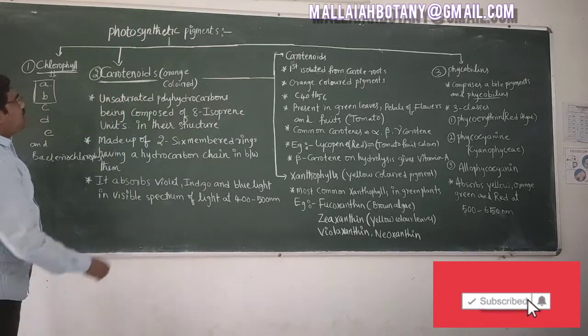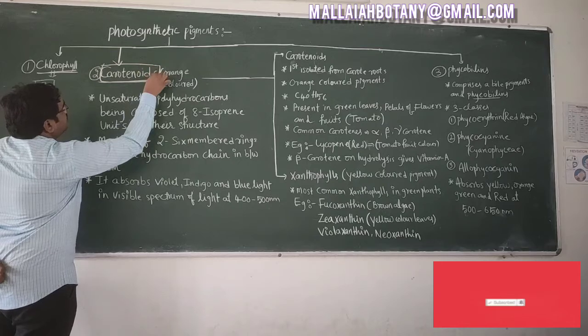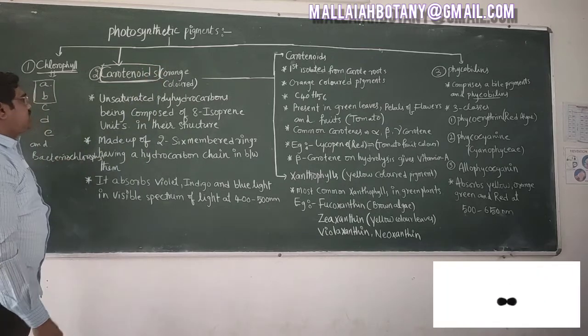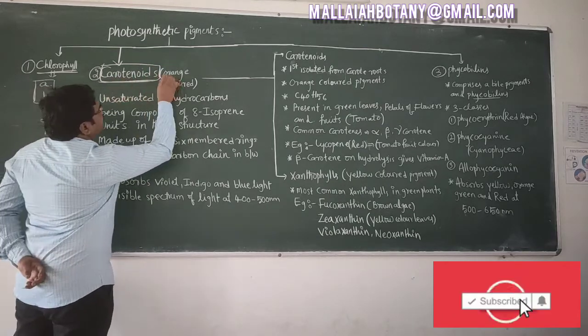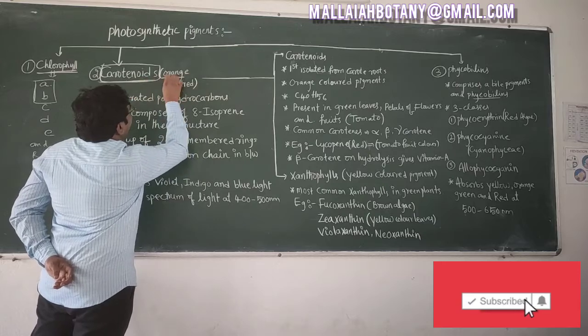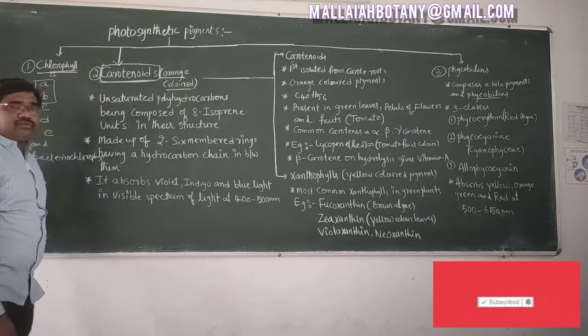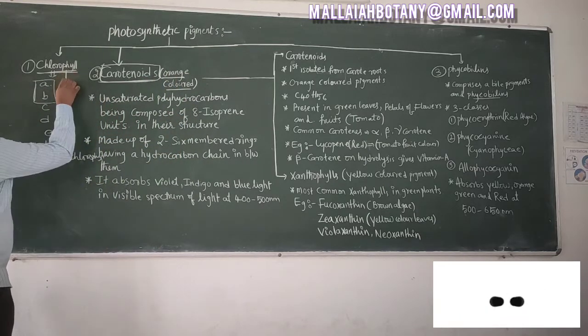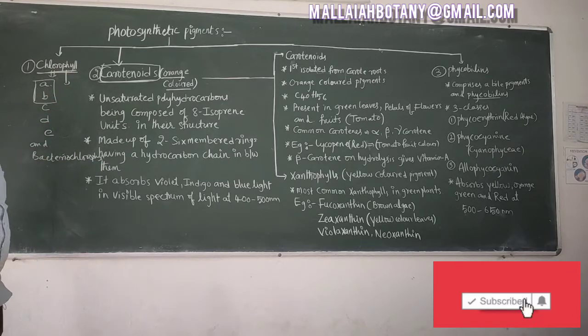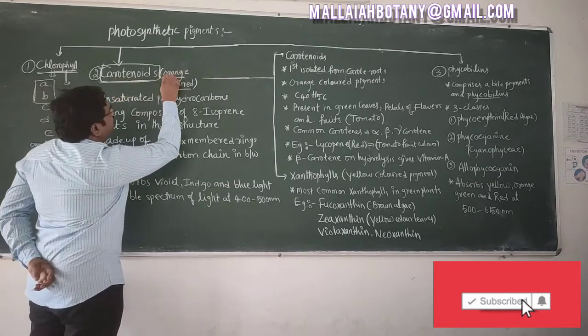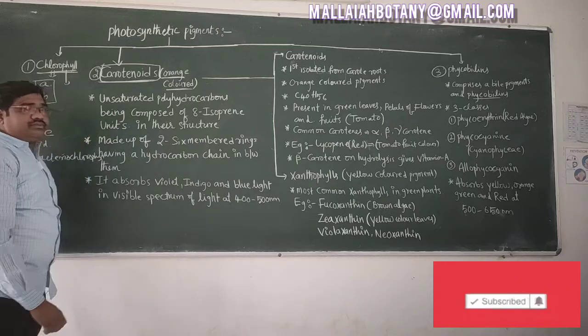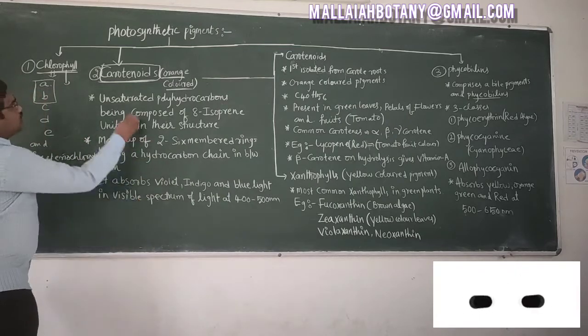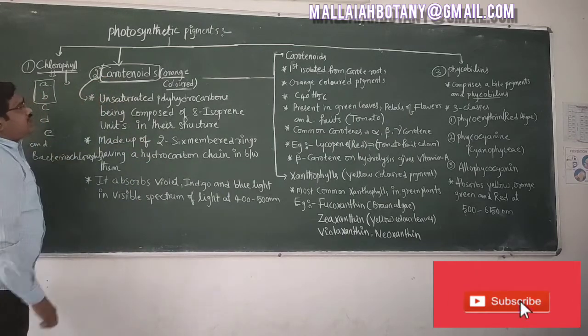So what is the main structure of the carotenoids? These carotenoids are orange colored pigments. Chlorophyll is the green colored pigment, while the carotenoids are orange colored pigments.